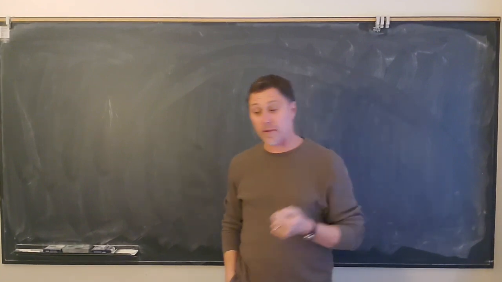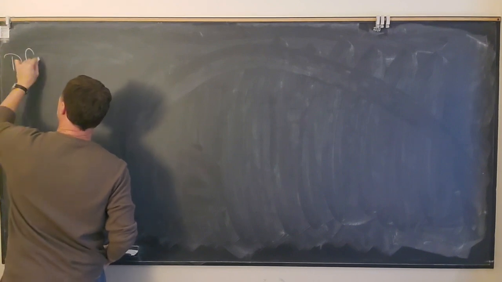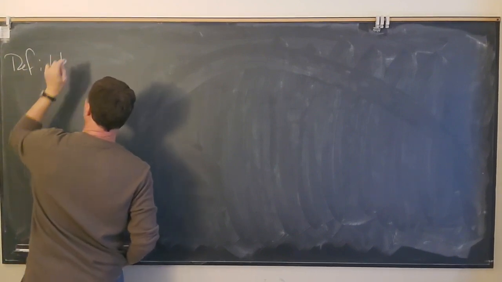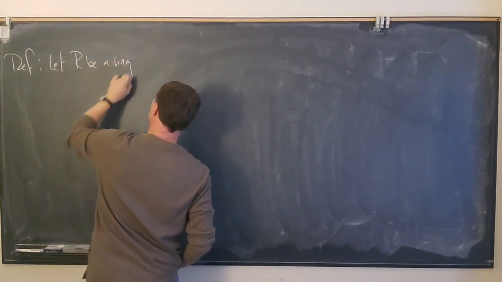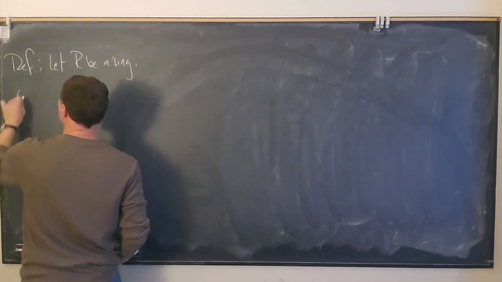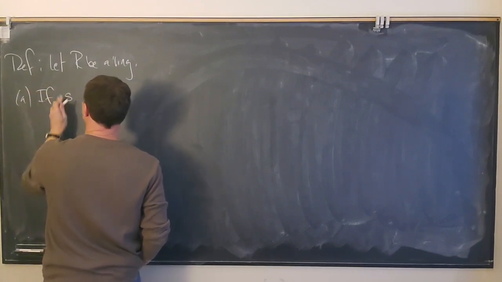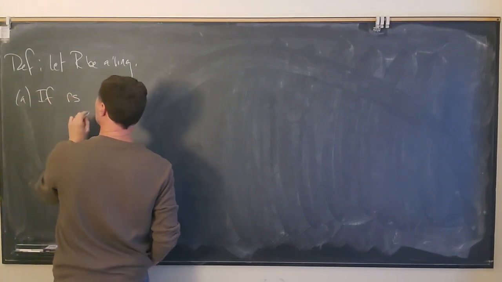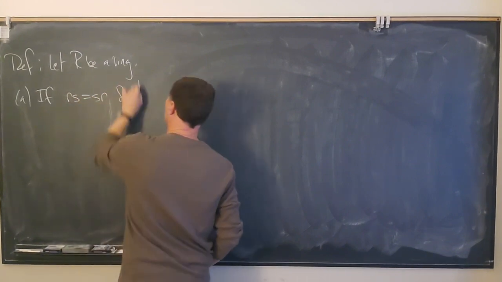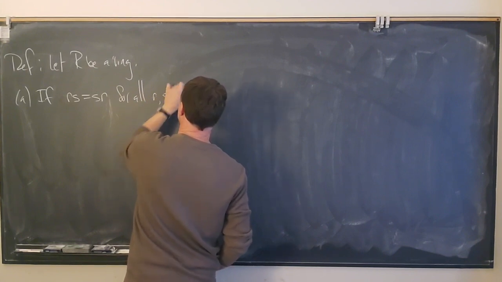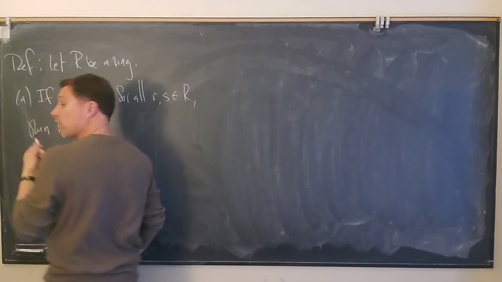Let's continue our study of rings, and I want to start off here with a definition. This is really some terminology, so let's start off with a ring. Let R be a ring. There's two parts of this definition. The first part: if r times s equals s times r for all r and s in R, then we say R is commutative.